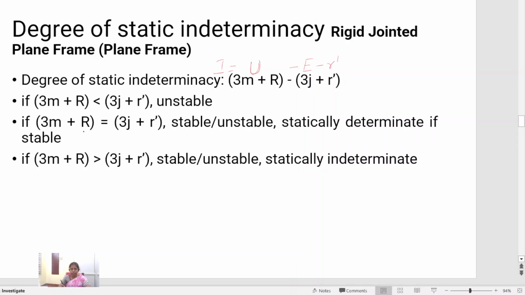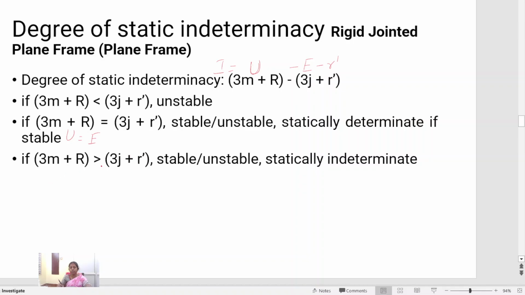If 3m plus r, the number of unknowns, is lesser than 3j plus r dash, it means it is unstable. That is, it is not stable with the available numbers. 3m plus r equal to 3j plus r dash means stable, but it can be unstable because the arrangement of members can differ. It is statically determinate because U equal to E. So it is statically determinate.